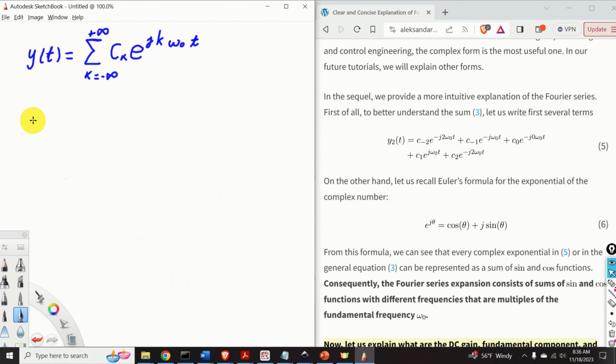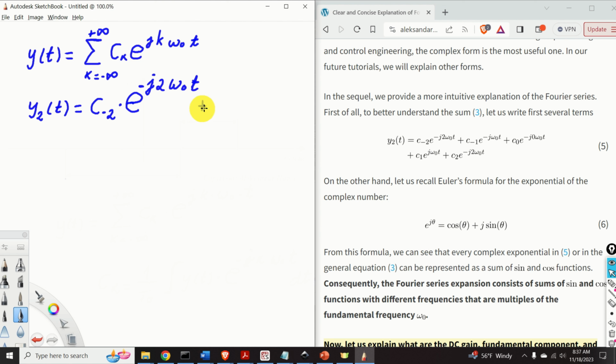At first sight, this integral might seem complex. However, it's not. To better understand this integral, let us write the first few terms. y2 of t, where 2 means that I'm only taking k equal to minus 2 until k equal to 2 from this sum, is equal to c minus 2 multiplying e to the power minus j 2 omega 0 t. I just substituted k equal to minus 2 over here.